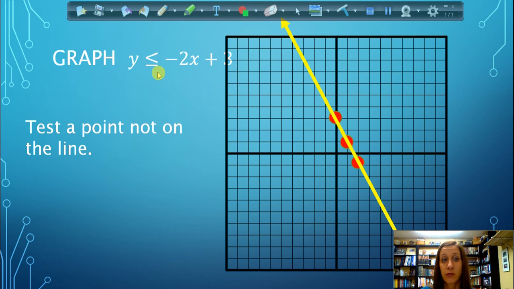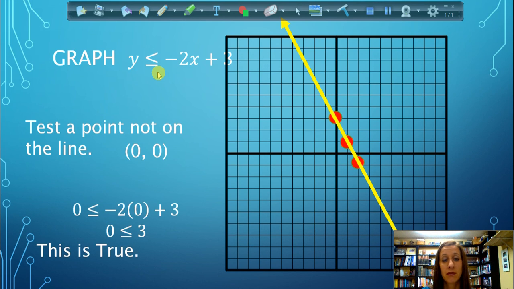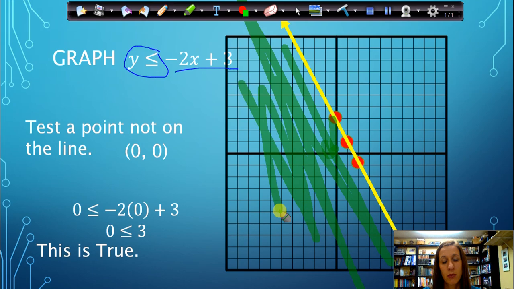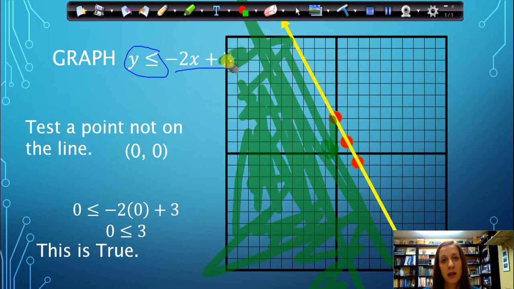So again, we can pick a point. We could pick the origin. Again, this time we get a true statement. 0 is less than or equal to 3. So that means we should shade this side of the line. Or the y coordinates should be less than the line. And so less than our line would have to be below any of these points. So I would shade below my line. And so any of these points and any point along that line are solutions for our equation.